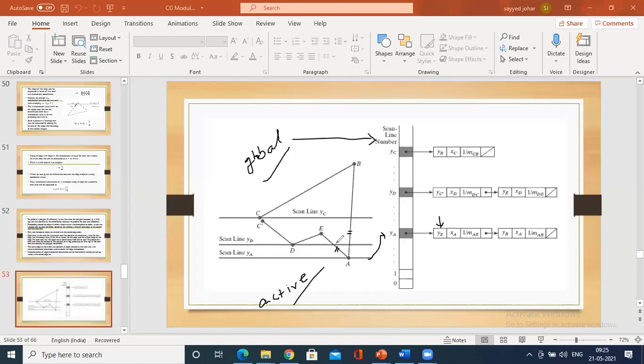At AB and AE, what is the highest value of Y? The highest value of Y at AE is YE, and at B it is YB. Similarly, for this edge, what is the value of X when the Y value is minimum? That is XA, and here also XA. In the same way you have to write for the other vertices also. If vertices have already been visited, we will not consider them while writing the global edge table.